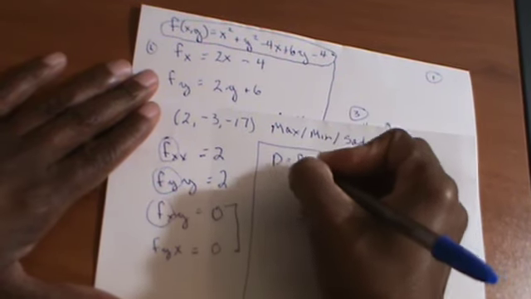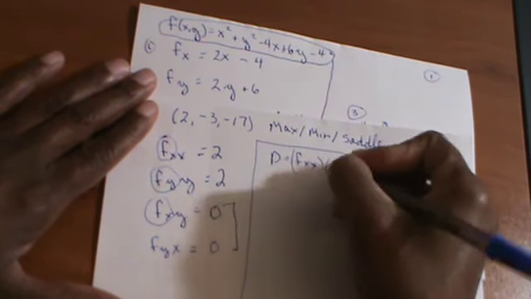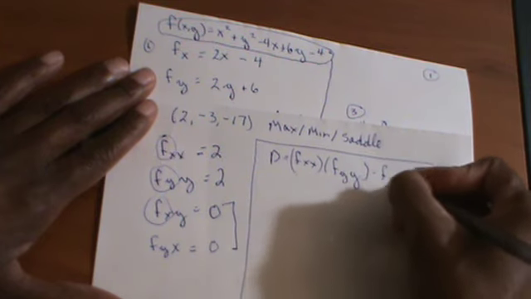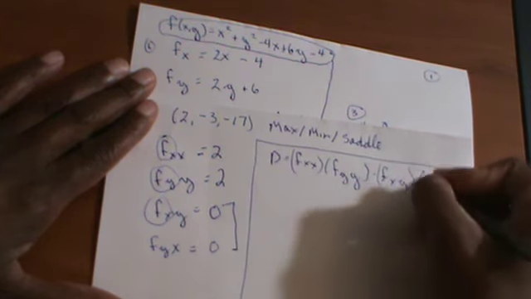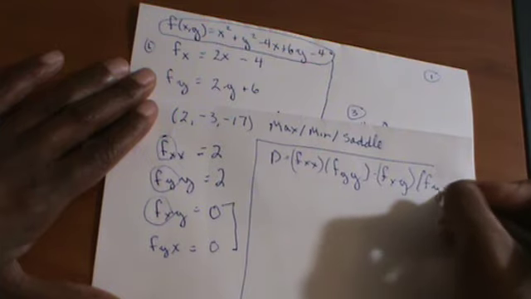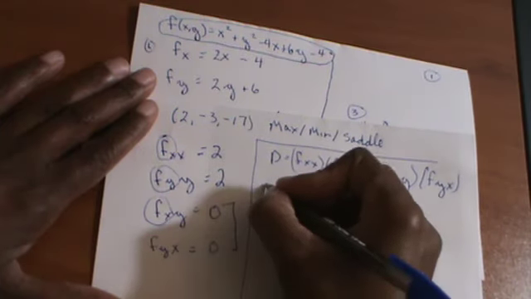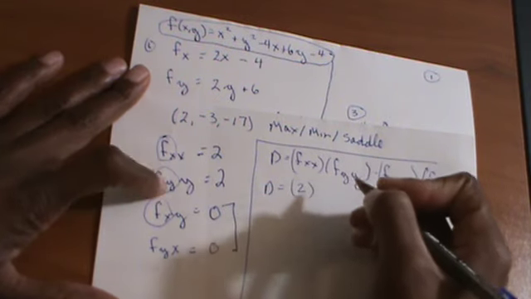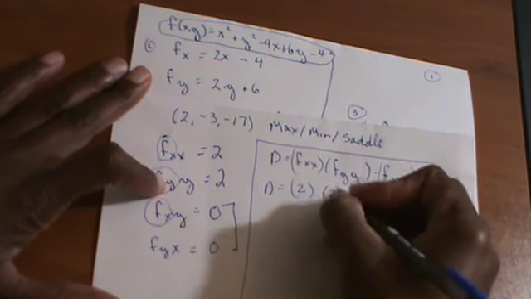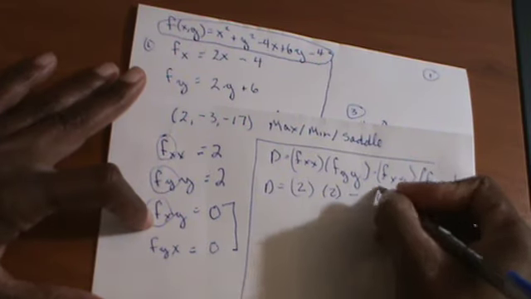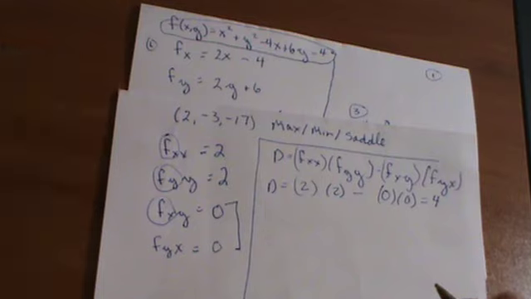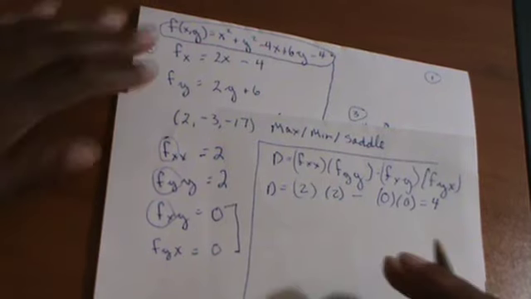D equals fxx times fyy minus fxy times fyx, if you're going to write it out the long way. So then D equals, fxx is 2, fyy, look where my finger is please, 2, minus here, 0, times 0. So this equals 4. Now here's the thing, you have to try to plug in your critical point.